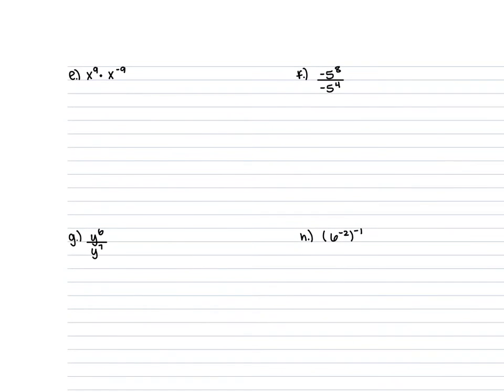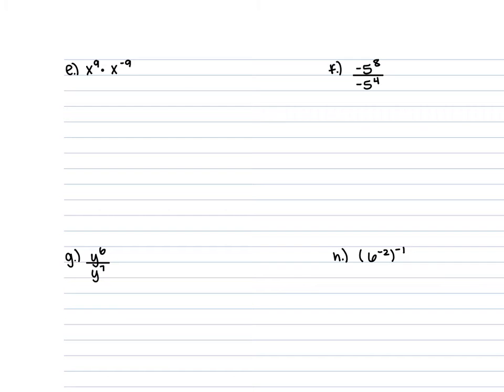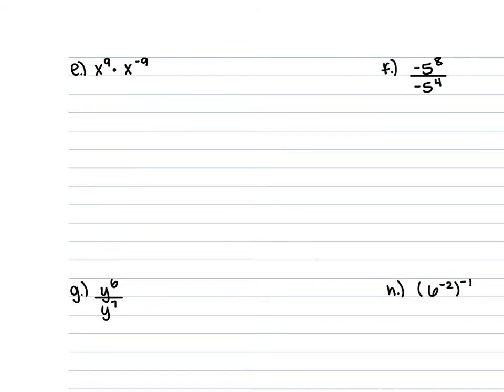For example E, we have x to the 9th power times x to the negative 9th power. So with this one, our bases are the same and we're multiplying. So we're going to keep the base, add the exponents. 9 plus negative 9 is just 0. So that's x to the power of 0. Anything raised to the power of 0 is 1.